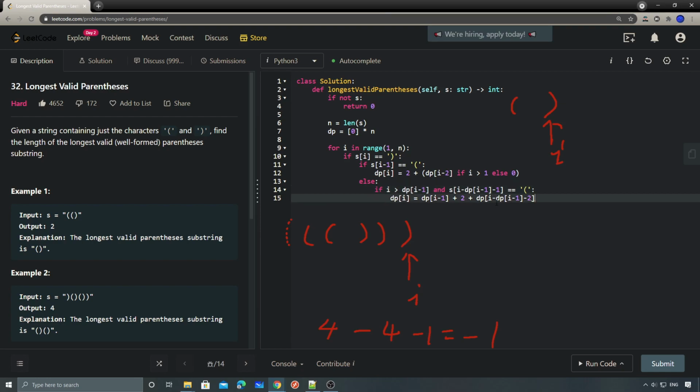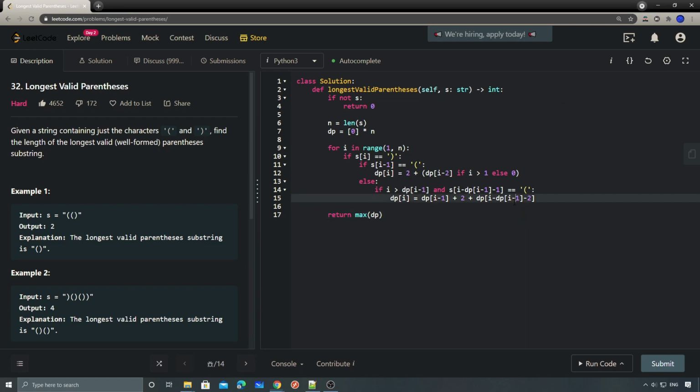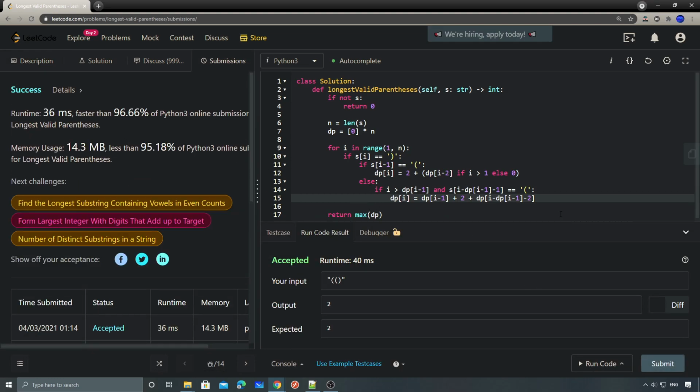And in the end, we just return the max of dp. This is how we get the corresponding position for the current one: we have i here and dp[i-1], which in this case is 4. So i minus 4 minus 1 is the index for this one, and we just need to check if this one is a left parenthesis. Okay, if I run the code here, it's accepted. Yep, so it passed.